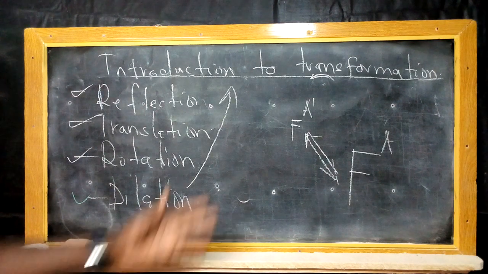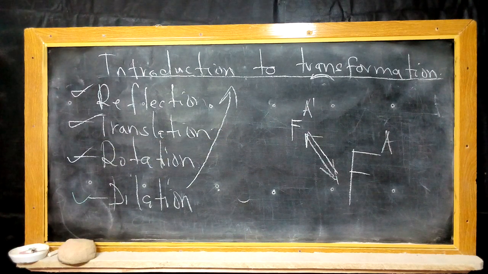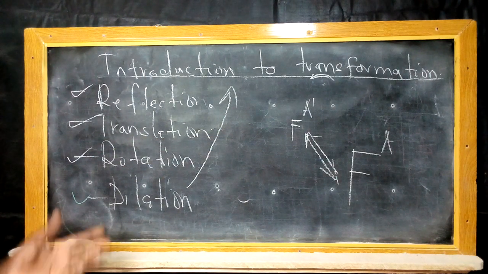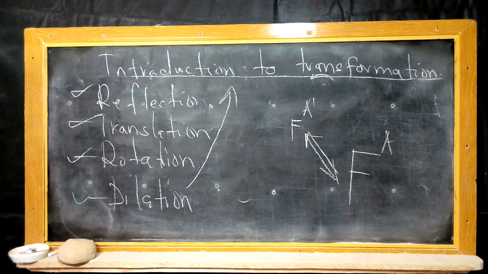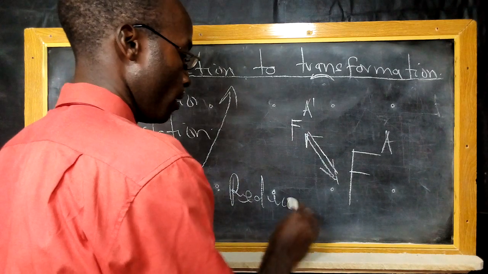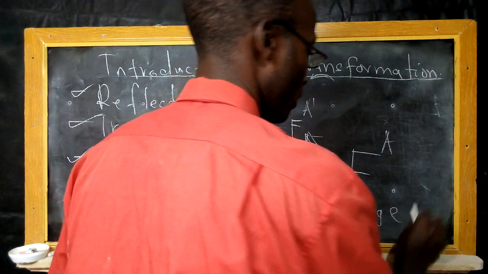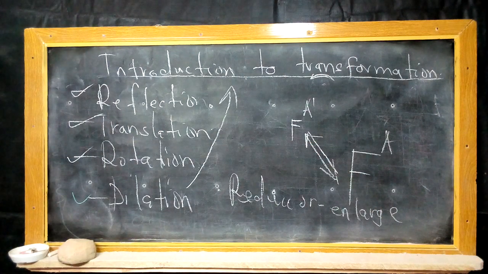But if we are moving in the opposite direction, from A prime to A, then that figure has been stretched. That kind of transformation is what we call dilation, which means to reduce or enlarge an object. So dilation means to reduce or to enlarge an object.